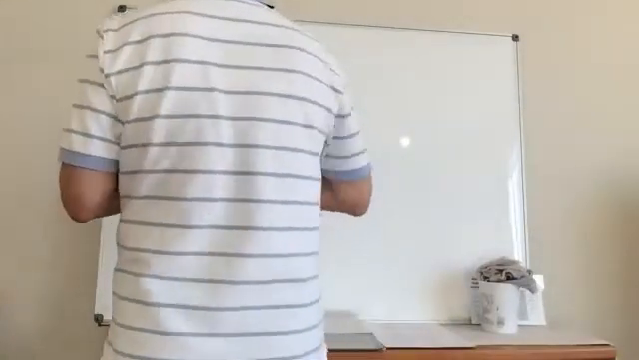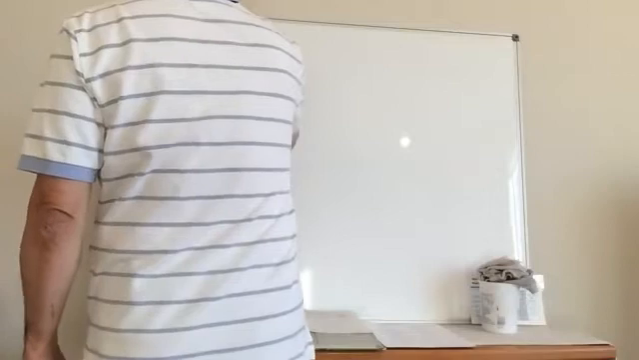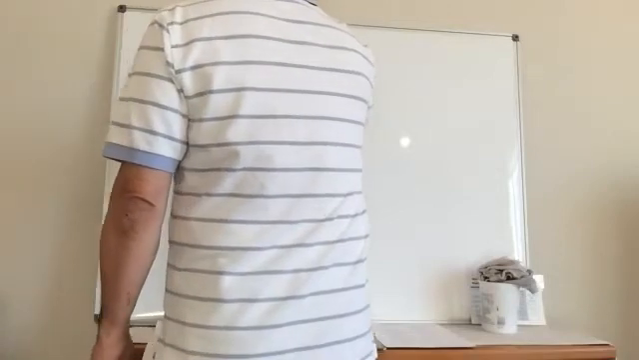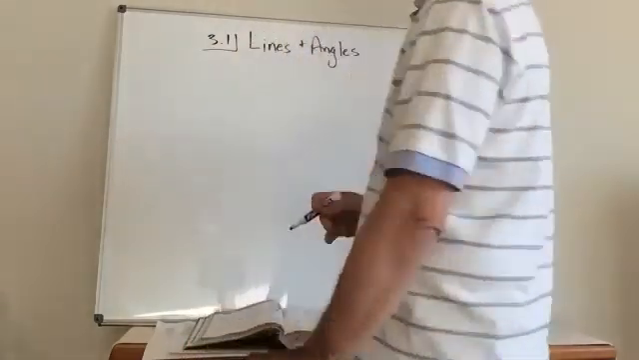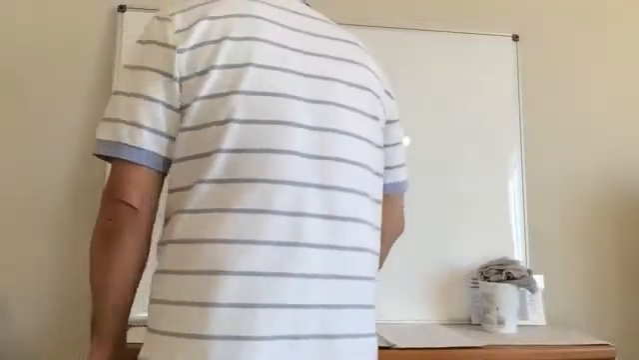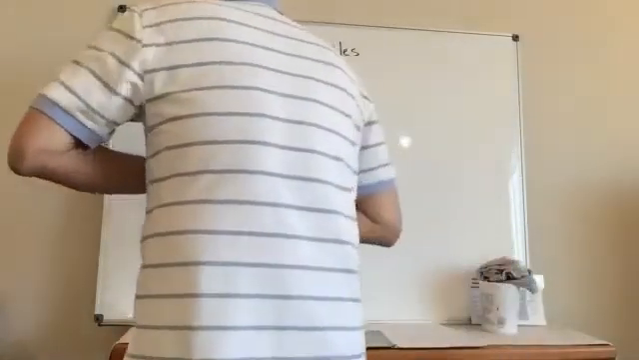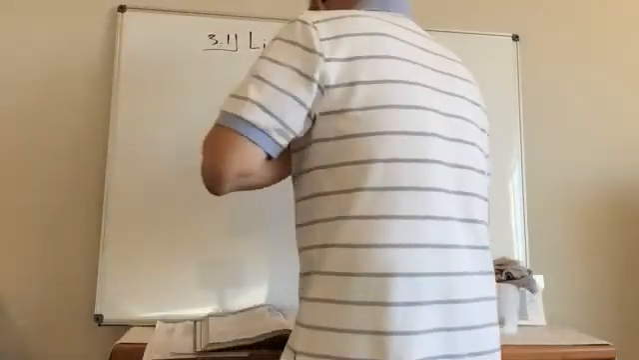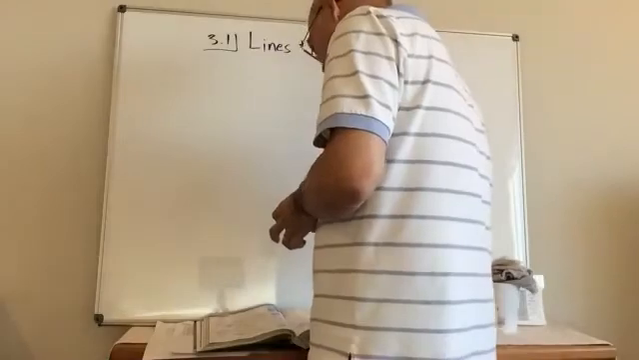Okay, so let's move on to 3.1, lines and angles, and this is mostly review. We've done most of the stuff here, except for maybe a few new things. So, parallel, perpendicular, and skew lines. Skew lines is probably the new thing for you guys. Parallel lines are obviously two lines that are parallel, and then you have perpendicular lines.